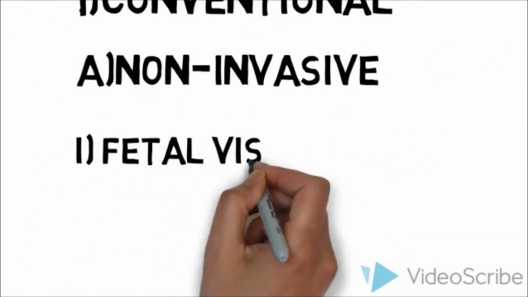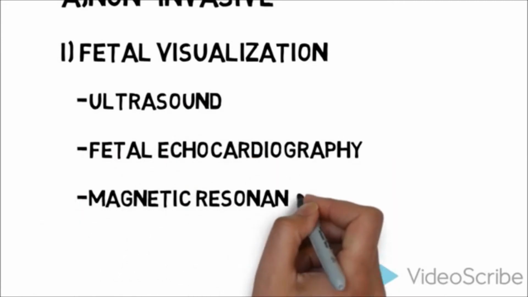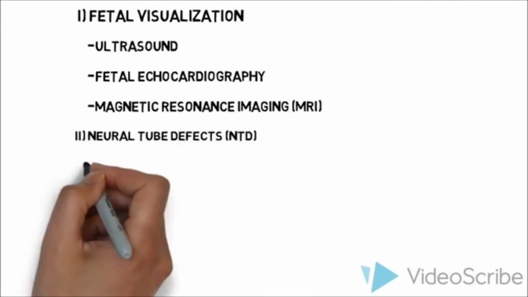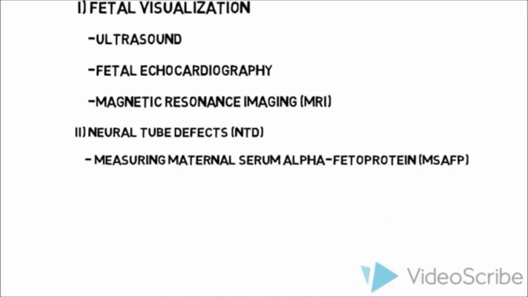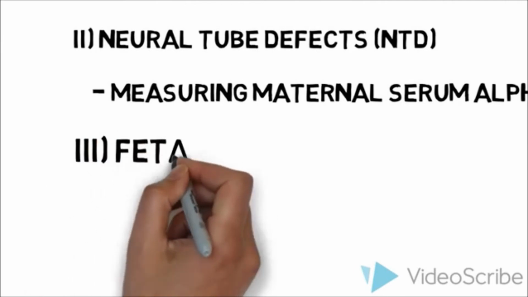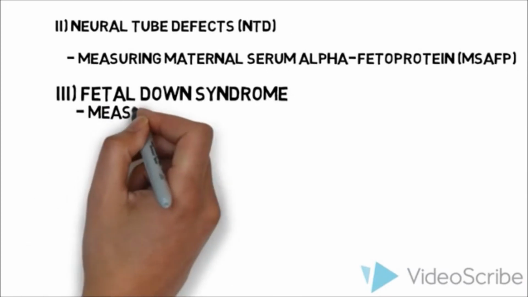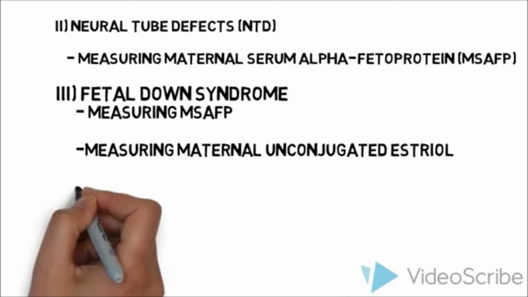In this conventional method, there is a non-invasive technique, where first we can do fetal visualization by using ultrasound, fetal echocardiography, or magnetic resonance imaging, known as MRI. Next, for neural tube defects, we can measure the maternal serum alpha fetoprotein, known as MSAFP. Next, we can do the fetal Down syndrome technique. In this technique, we also measure the MSAFP, the maternal unconjugated estriol, and also the inhibin.